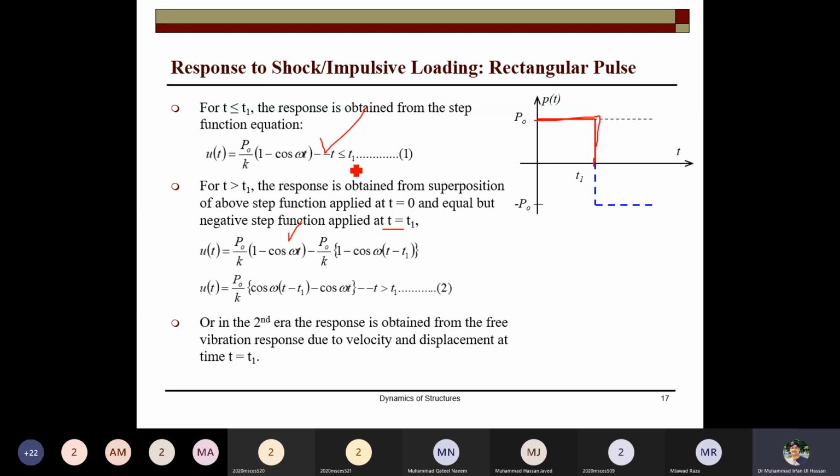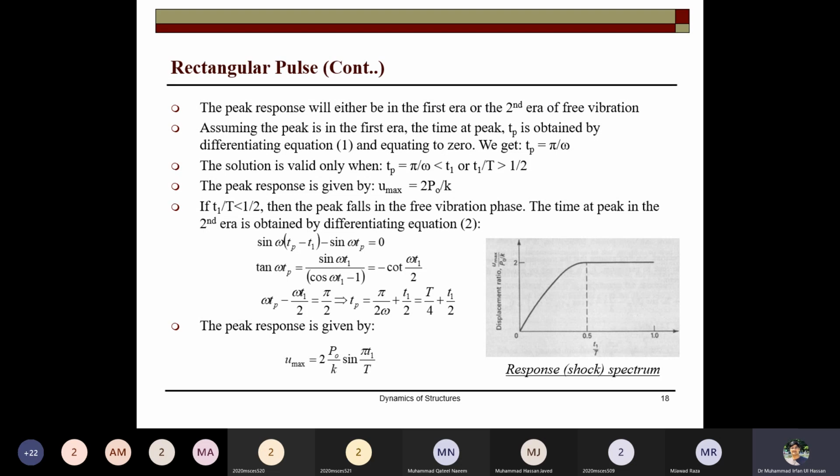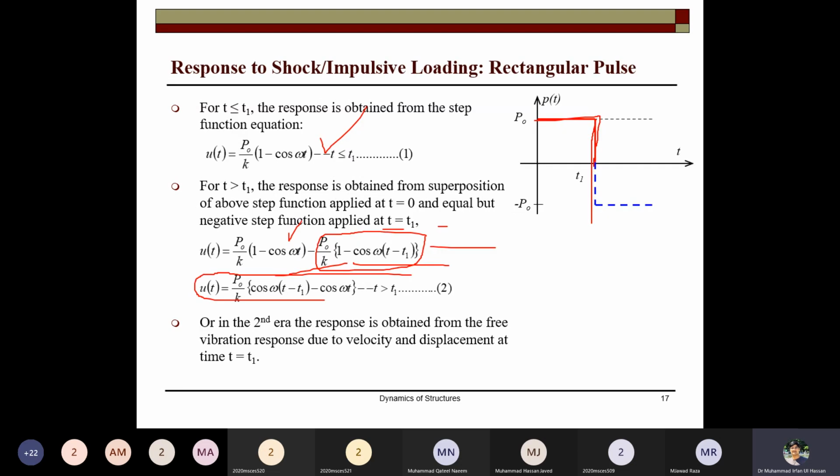So the first function is this one, and for T1 you will apply a negative function, just for T1. This is at T1, and for t larger than T1, the second one is cos omega (t minus T1). So this response is at t equal to T1, and this is the total response for t larger than T1. Summing all the responses, you will get the total response in that case.